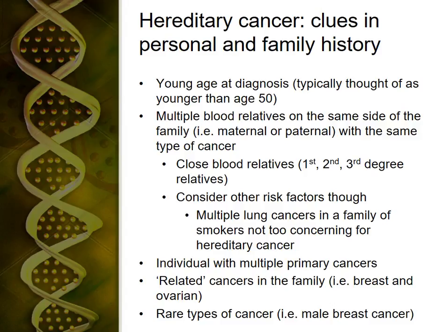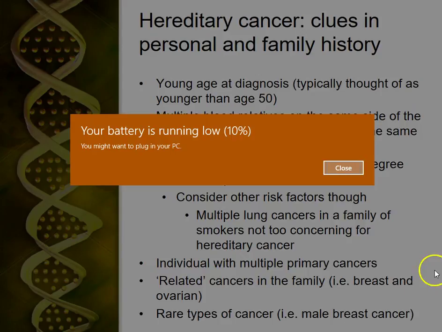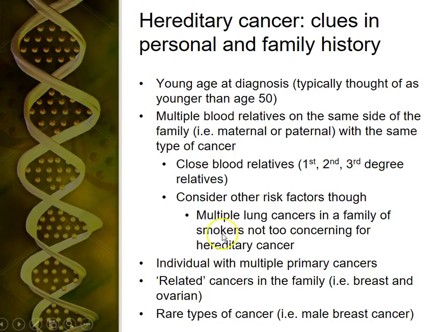So hereditary cancer's clues for personal and family history. Things that would make us and a patient be more concerned that this may be an inherited cancer. Family history that would make us more concerned that this is an inherited cancer include a young age of diagnosis, for instance, individuals under 50. Multiple blood relatives with the same type of cancer, either all on the maternal side or all on the paternal side.